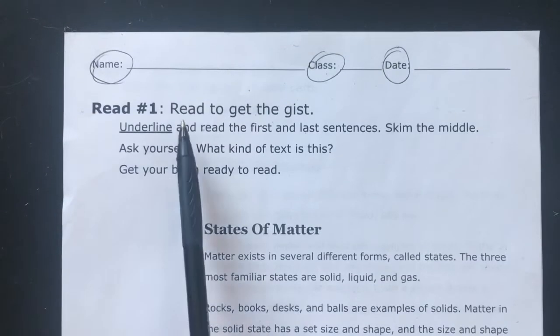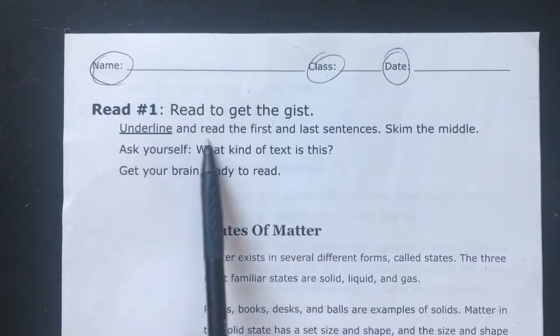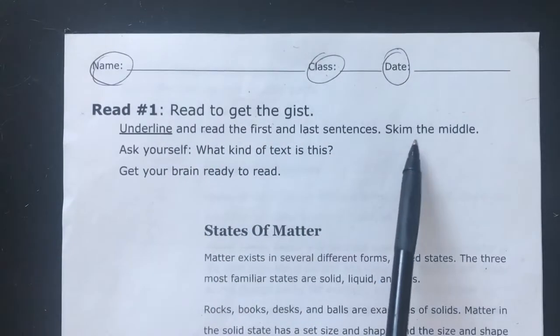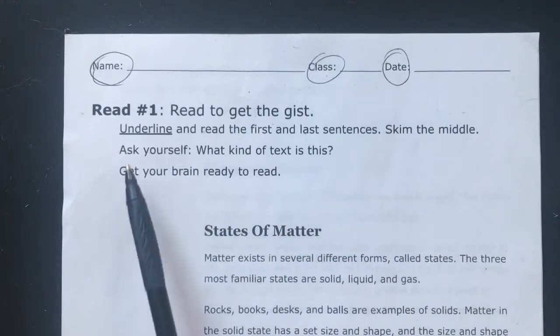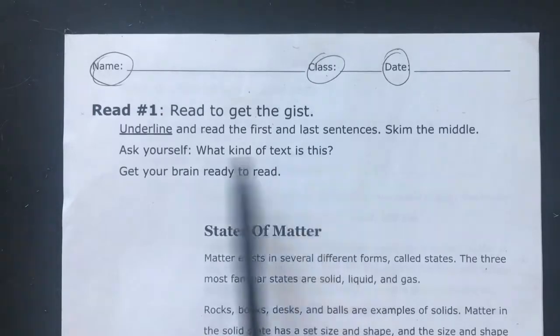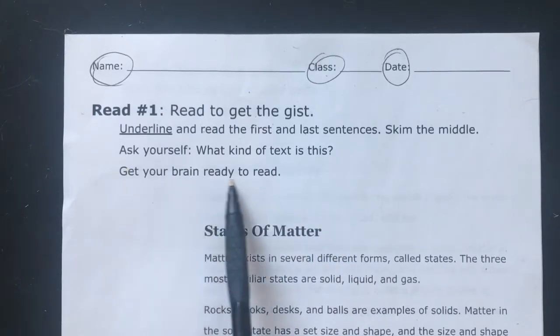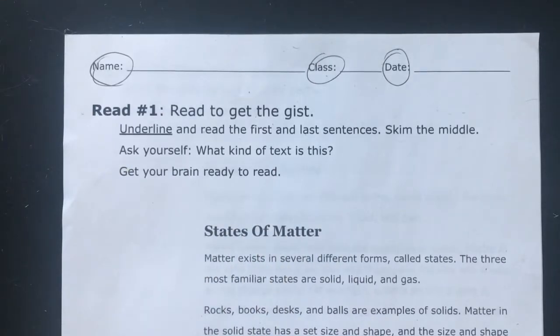Okay. Read number 1, read to get the gist. Underline and read the first and last sentences. Skim the middle. So we're going to briefly just go over the middle. Ask yourself, what kind of text is this? And get your brain ready to read. So this first read is just to orient yourself to the text.